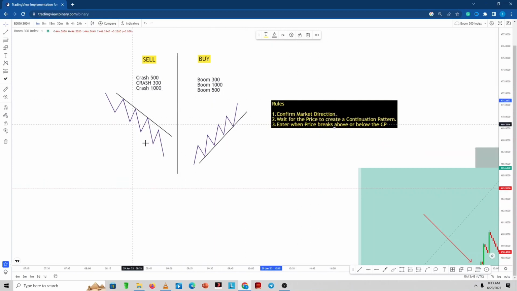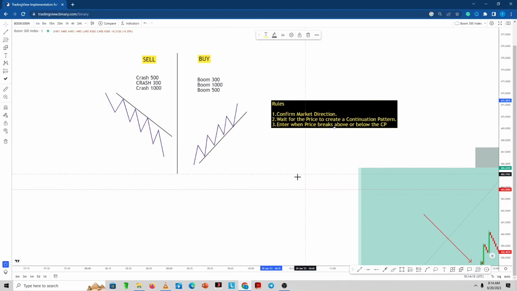So this is simply what you have to do. If you are analyzing crash assets, you want to see if it is moving in this kind of market. You can check with the 15-minute time frame, with 1 hour and 5-minute time frame, if the market direction is in support of the bearish market, because we want to sell. Simple rules. We want to sell on crash assets. We want to buy on boom assets. If you are buying on boom assets, we are looking for this kind of market on 15-minute time frame or 1 hour time frame, depending on the time frame that you're going to be using for your entries.